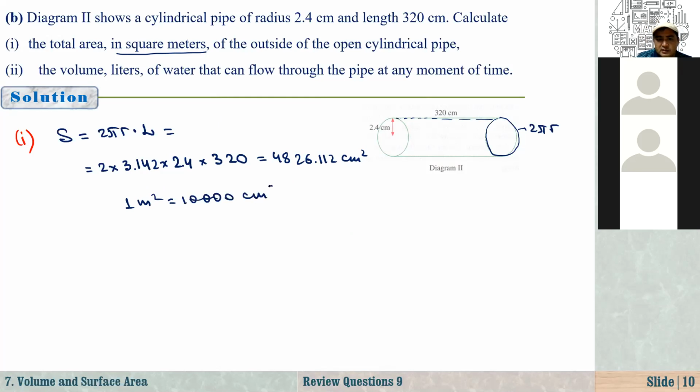square centimeters. That means that 1 square centimeter is equal to 10 to the power of -4 square meters. So now if I just divide it by 10,000, this S will be 0.482612 square meters.